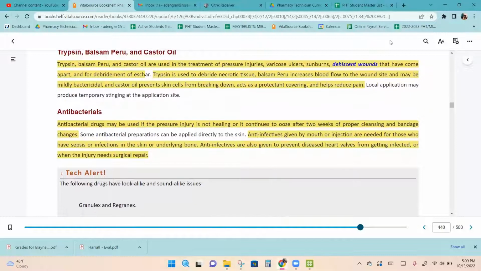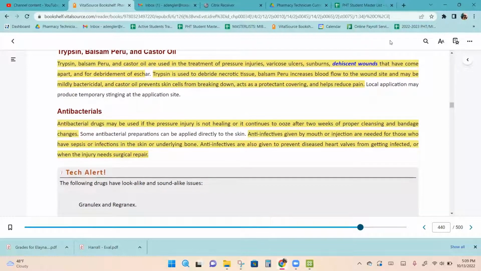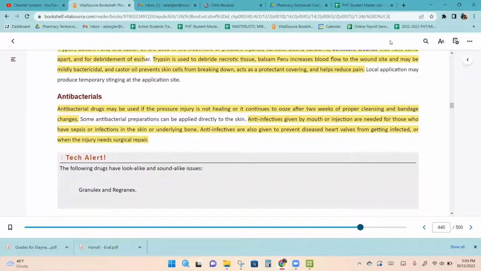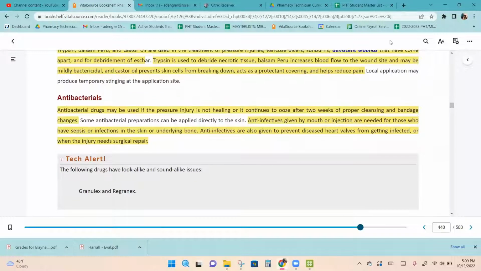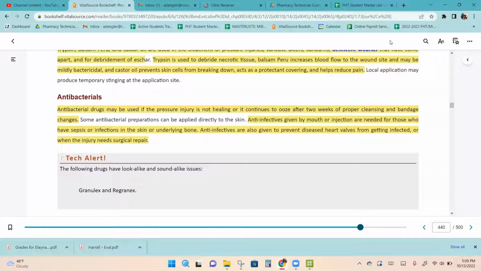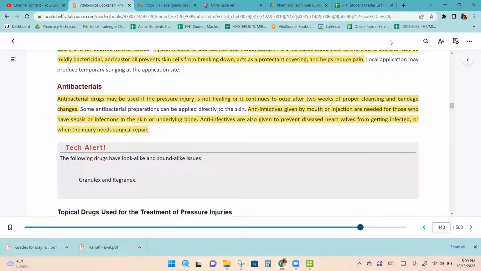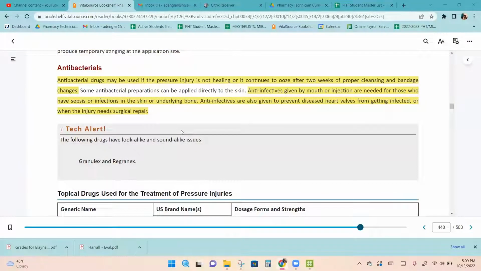Trypsin is used to debride necrotic tissue. Balsam Peru increases blood flow to the wound site and may be mildly bactericidal. And castor oil prevents skin cells from breaking down, acts as a protective covering, and helps reduce pain. Antibacterial drugs may be used if the pressure injury is not healing or it continues to ooze after 2 weeks of proper cleansing and bandage changes.